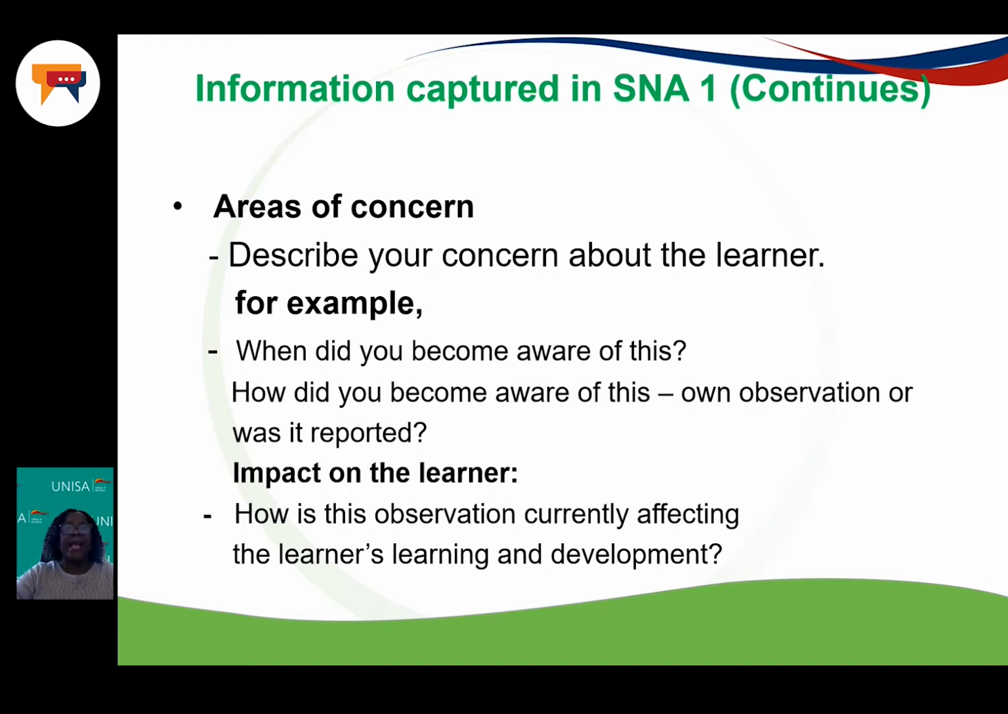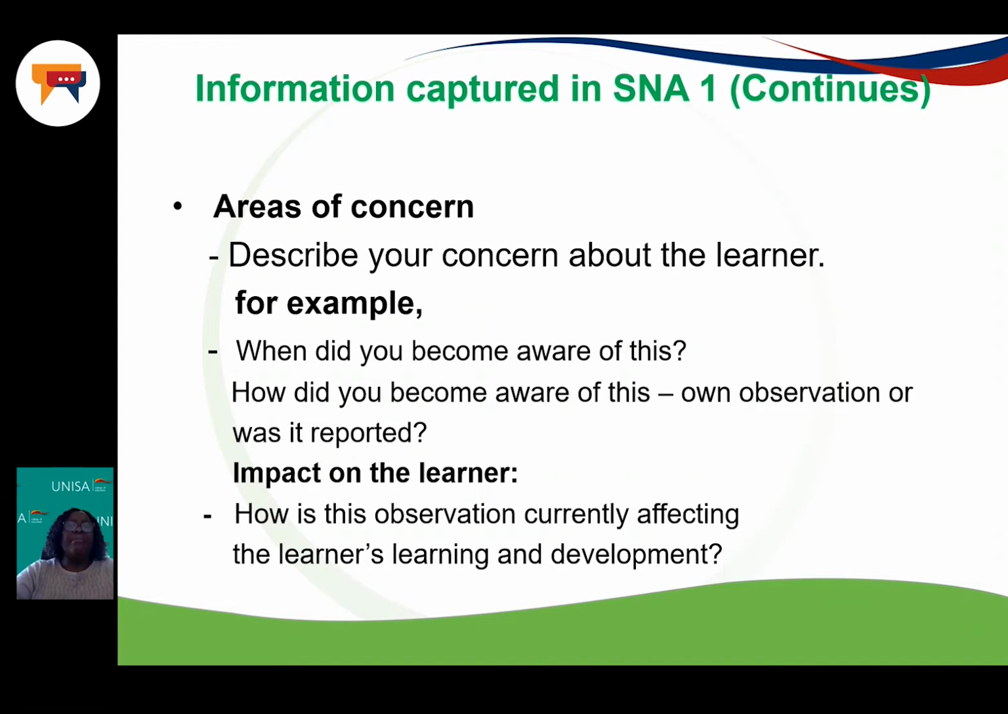Areas of concern, again, looking at the support needs assessment form 1. Describe your area or your concern about the learner. For example, when did you become aware that the learner has a barrier to learning? How did you become aware of it? How did you screen this learner? What were the outcomes when you were conducting screening and identification? So this is based on your own observation or on what is being reported.